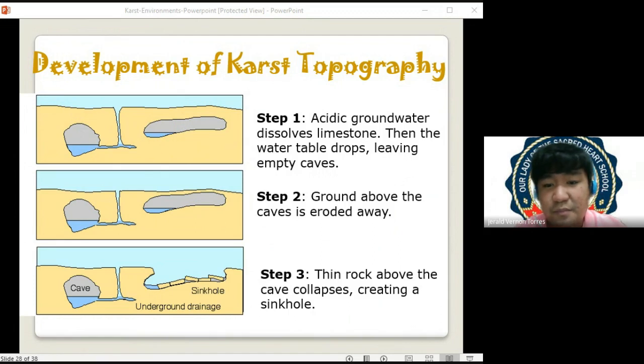Pero darating kasi yung point na talagang maglo-lower yung groundwater. So it can be lowered by two means. Pwedeng natural yung means ng pag-lower ng groundwater natin, or pwede rin naman ang means nun would be artificial means, no? Pero tatandaan ninyo, itong water na to on your cave can provide stability to your cave.